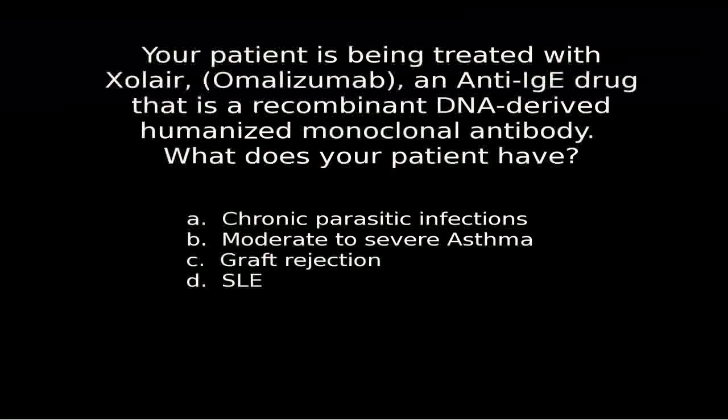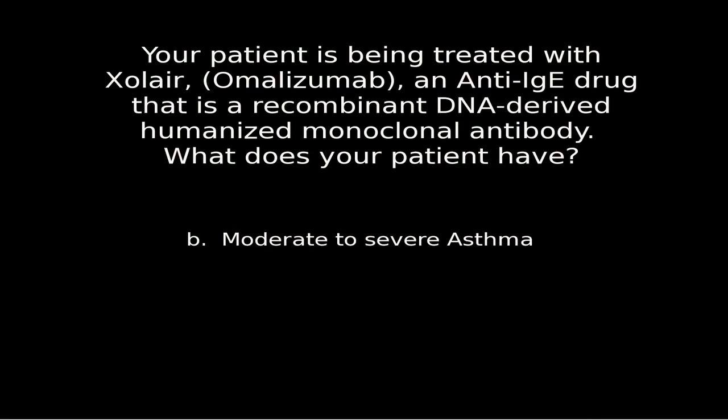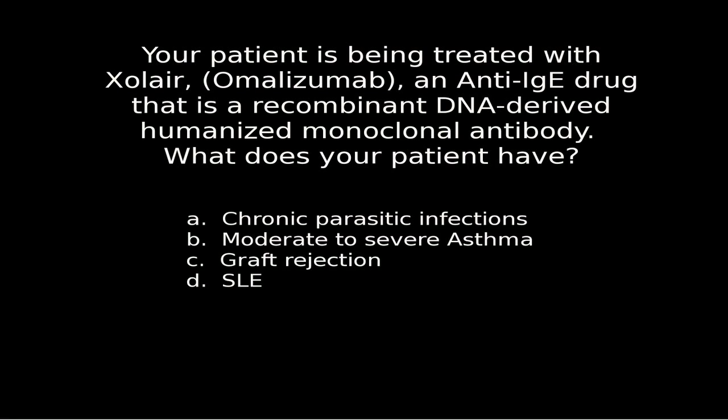Well, A, chronic parasitic infections. No, IgE is going to help you clear parasitic infections, so you don't want to take IgE out of that fight. B, moderate to severe asthma. Yes, that would be a great answer. And that's the correct answer. C, graft rejection. No, remember we're talking about T-cell mediated immunity. And D is SLE. No, SLE is immunopathology, but it has nothing to do with IgE.